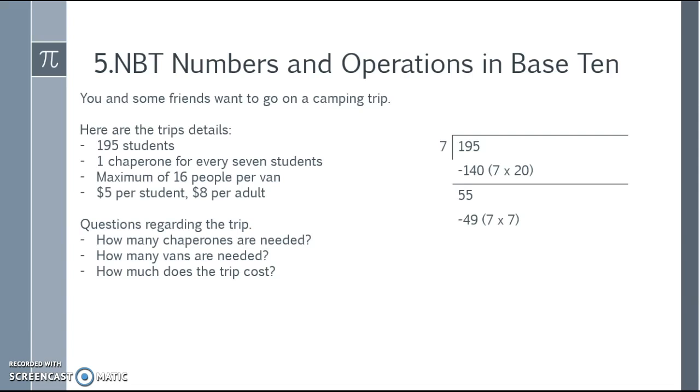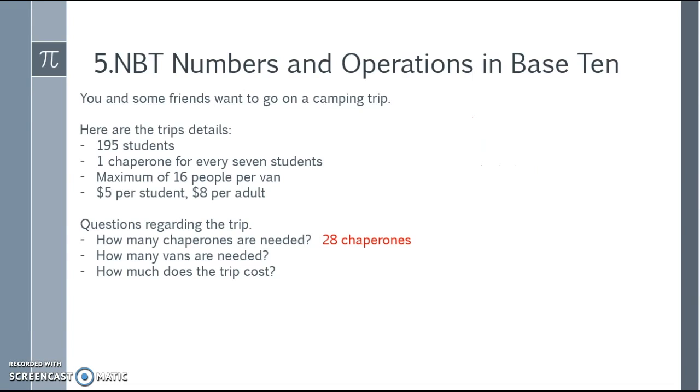I also know that 7 times 7 is 49 with a remainder of 6. So to find the entire result, we add the pieces that we multiplied by 7 to get 27. However, there are still 6 kids that won't have a chaperone. So therefore, we would need 28 chaperones in order to have all of our students covered.